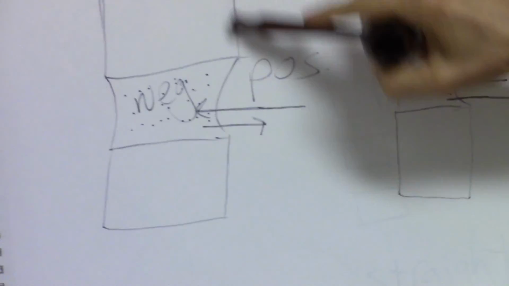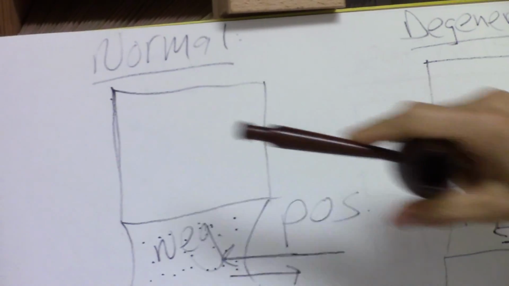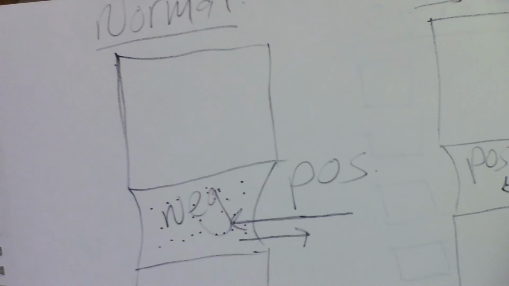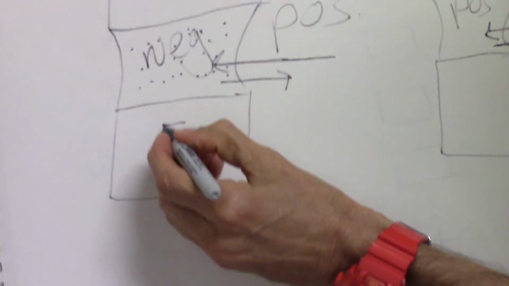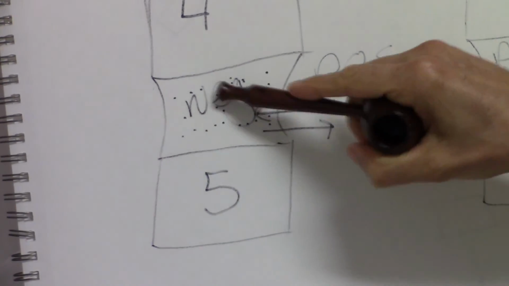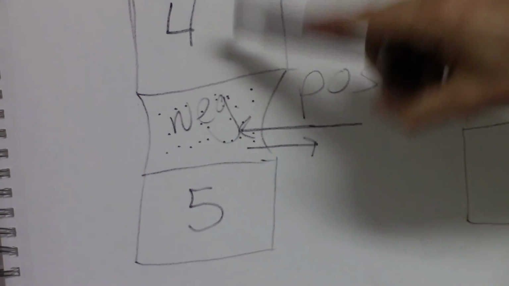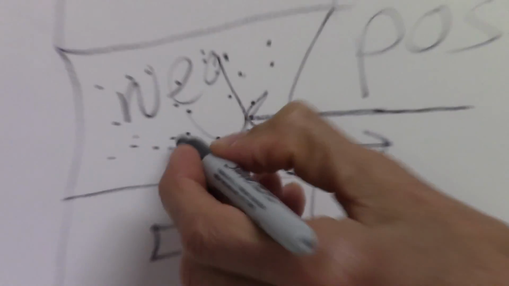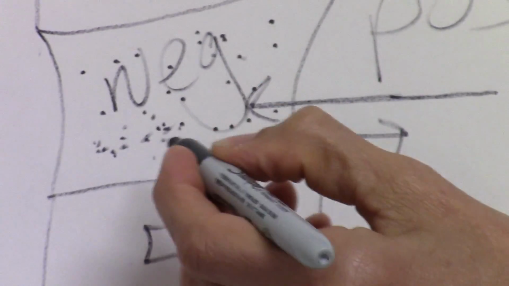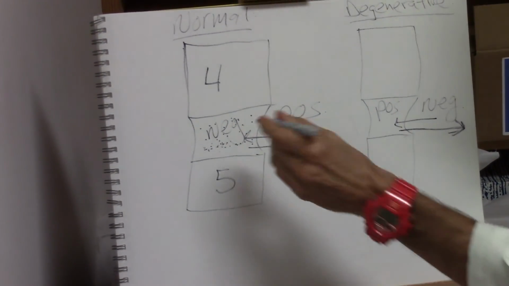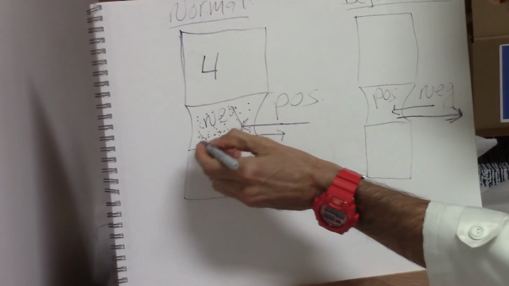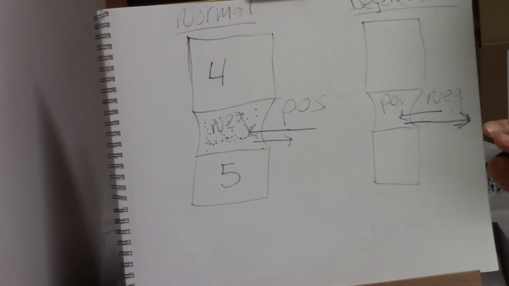Now, the disc, I described it here. This is a vertebrae. Let's say this is lumbar vertebrae number 4. This is lumbar vertebrae number 5. In between is a disc. Now, a normal functioning disc, which is this right here, will have what is referred to as a negative pressure inside of it. All that means is that this material right here has potential space that can be filled by something.